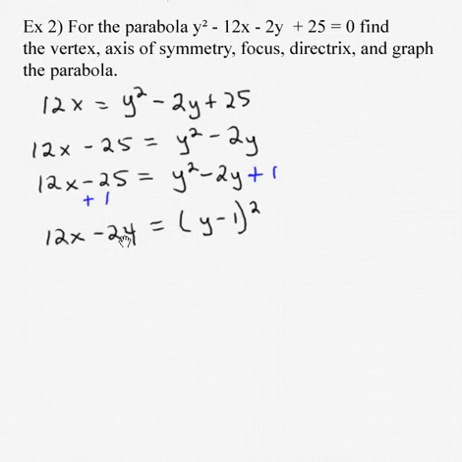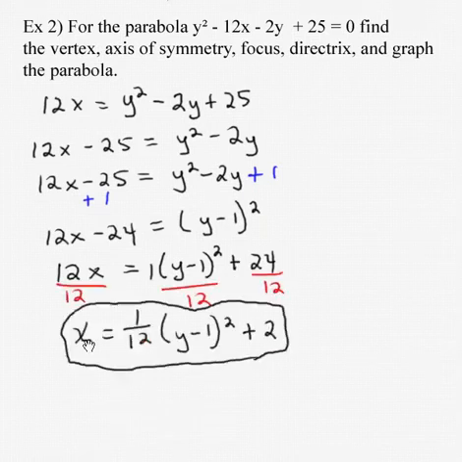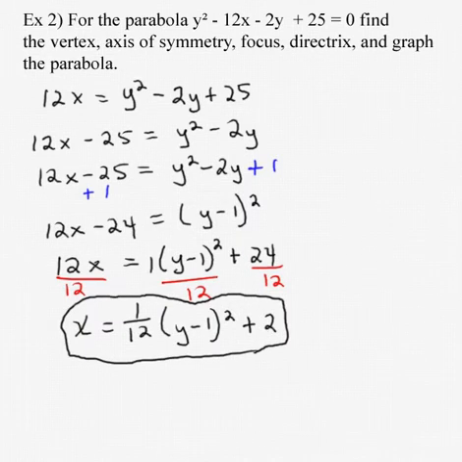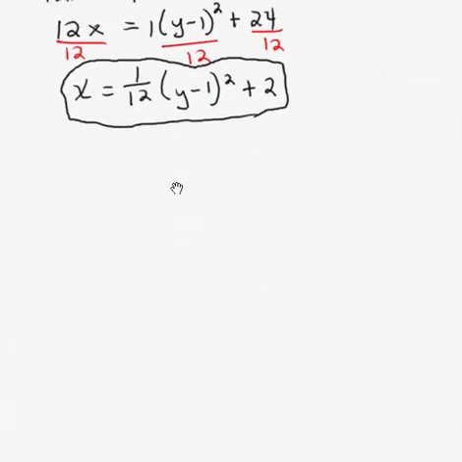We have 12x minus 24. This perfect square trinomial factors as the square root of the first one, square root of the last one, sign of the middle one, quantity squared. Let's get x by itself by adding 24 and dividing everything in sight by 12. So x is 1/12 (y minus 1) quantity squared plus 24/12, which is 2. Now that we've moved it from general form into standard form, let's quickly go through everything there is that we need to know.